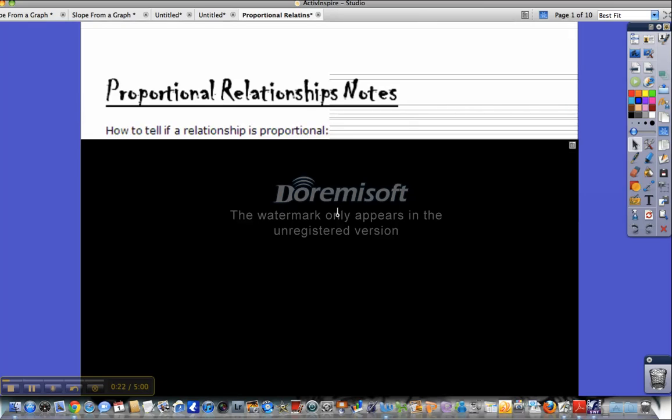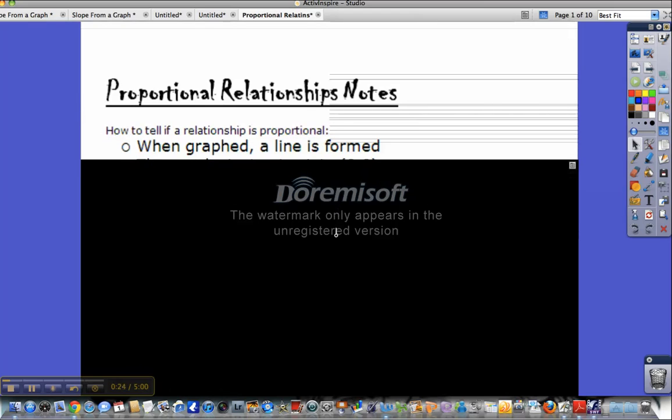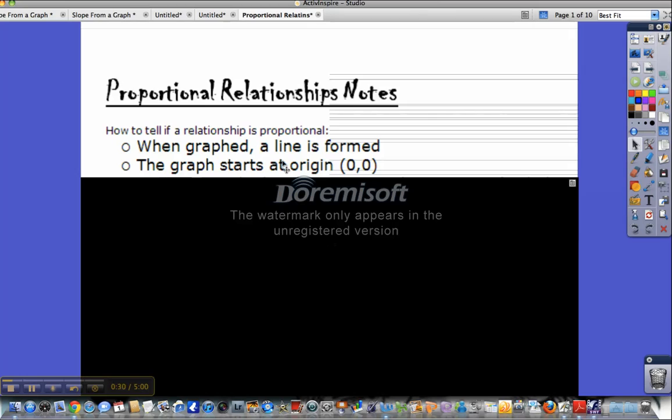So first thing to tell if a relationship is proportional is that when it is graphed, a line is formed. Now it can't just be a line though. The line also has to start at the origin or go through 0, 0. So if I had a graph here, an x and a y, then my line must go through 0, 0. So it could look like this.